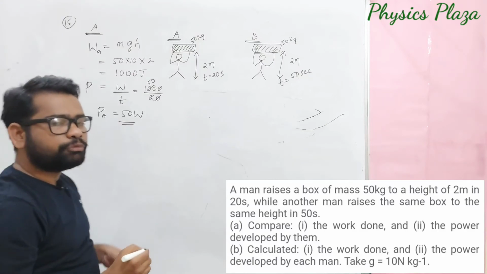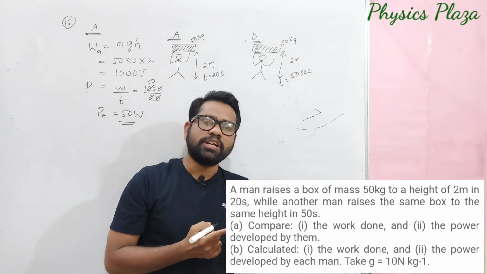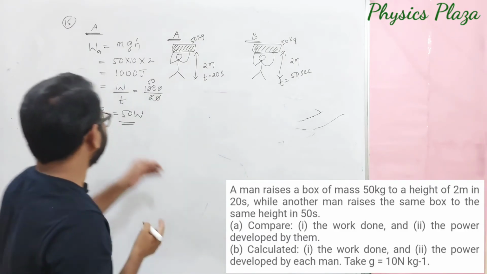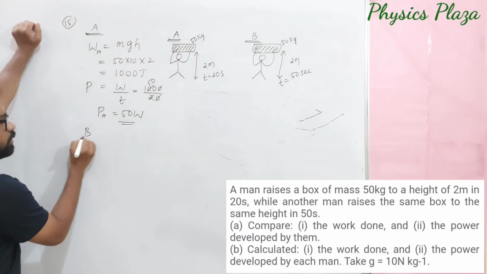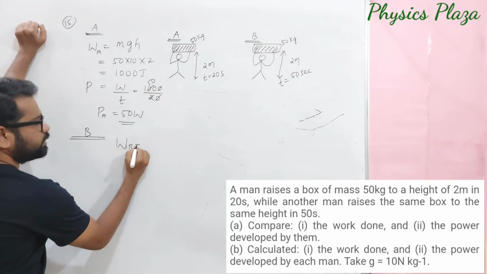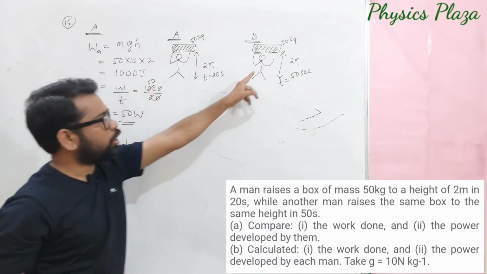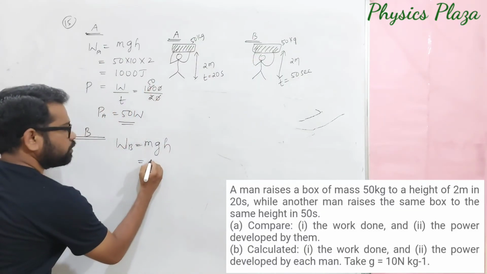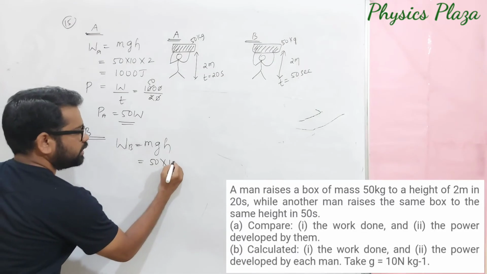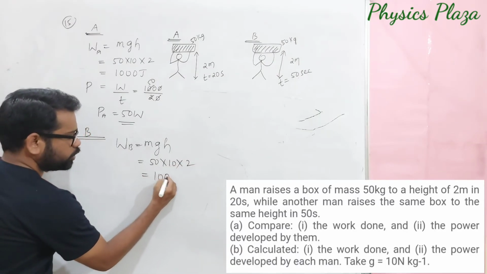Now let us calculate the work done by person B in the similar manner. Even we have to calculate the power spent by the person B also. So work done by person B is equal, same formula, mgh. Children, m is 50 kg, g is 10 and h is 2 meter only. So it is 1000 joule.